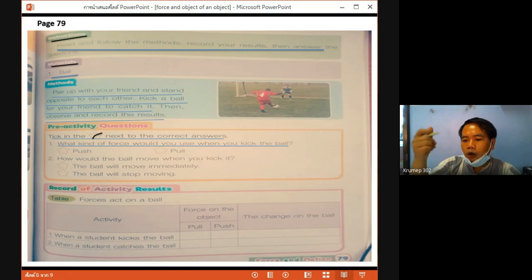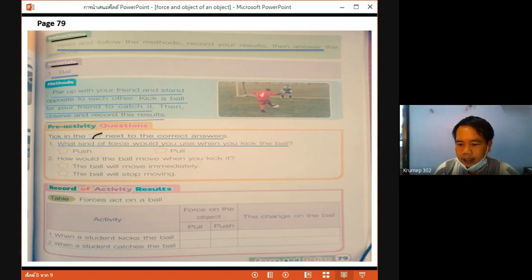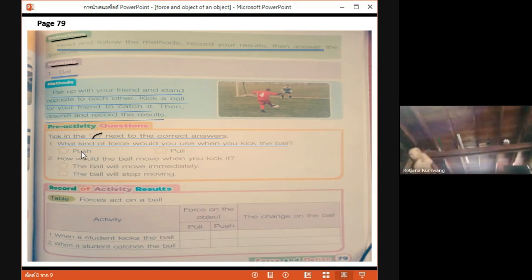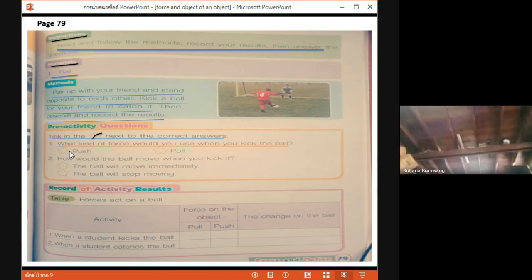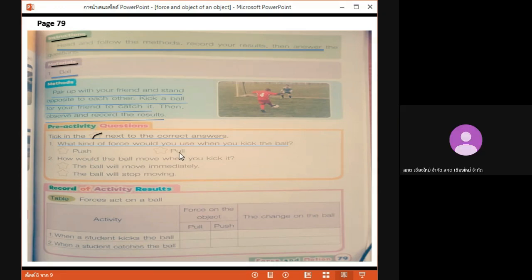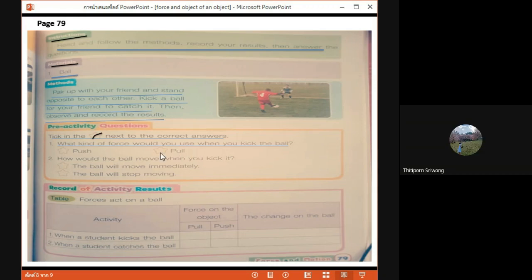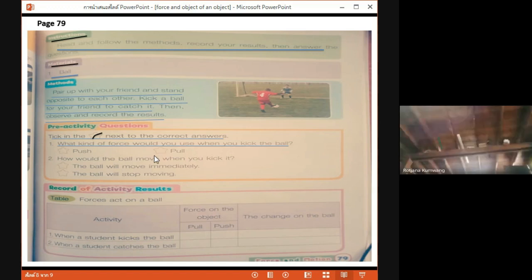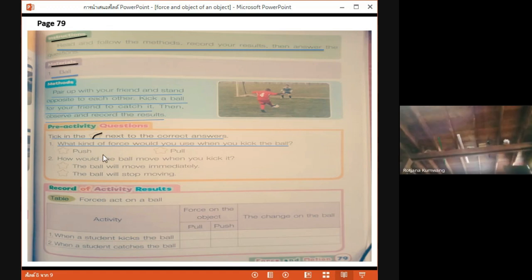Aside from Namon, who else said push? Sky. Who else? The girls. Sky, Namon. How about Churfa? What is your answer, push or pull? Satang, what is your answer here? Push. Okay, so in here, Namon is correct. If you kick the ball, it will push.